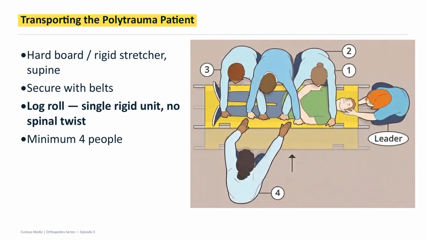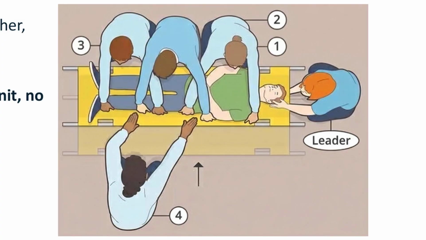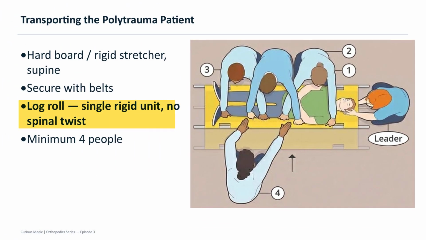When transporting a polytrauma patient, there is a correct and specific technique. Place the patient on a hardboard or rigid stretcher in the supine position. Secure the patient with belts so they cannot roll off during movement. When you need to turn the patient to examine the back, for example, you use the log roll technique. This means turning the patient as a single rigid unit, without allowing any twisting of the spine. The log roll requires a minimum of 4 people to perform safely, 3 to roll the patient, and 1 to support and control the head and neck.